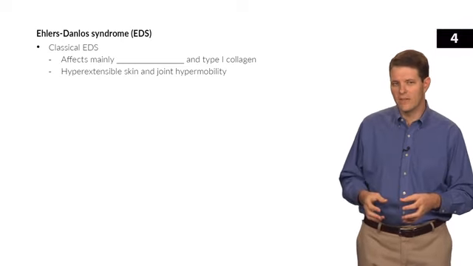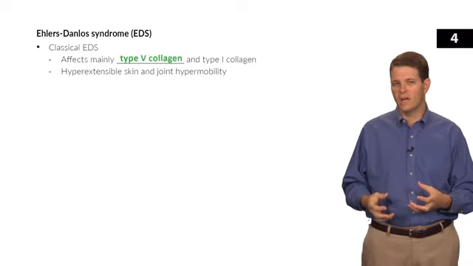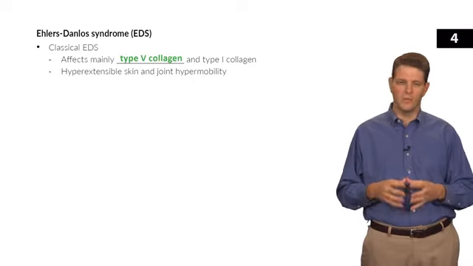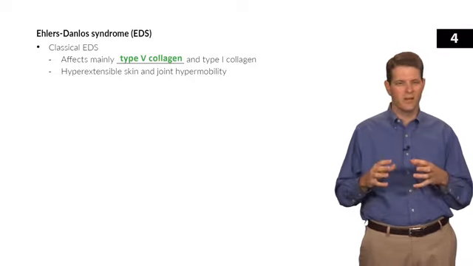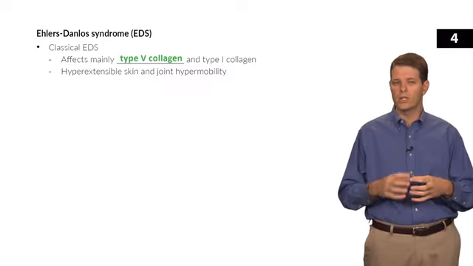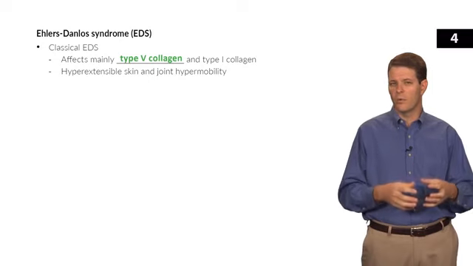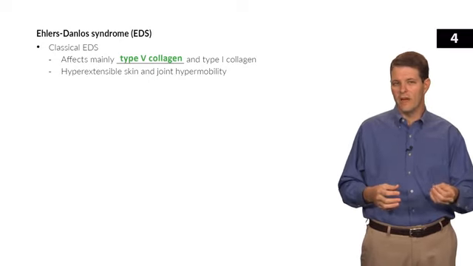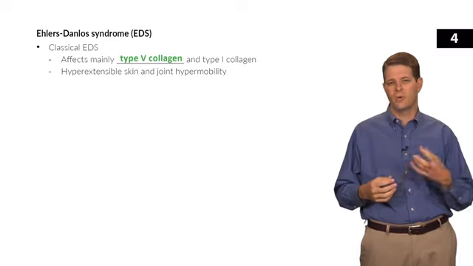Next, let's talk about Ehlers-Danlos syndrome, or EDS, which is another type of collagen defect. Again, there are a whole bunch of different subtypes of EDS, and review books have been getting this wrong for ages, so I want to break it down and try and get it straight. There's classical EDS, which affects mainly type 5 collagen and also type 1 collagen. Now, we didn't talk about type 5 collagen because it's not one you're likely to be tested on, but type 5 collagen interacts with type 1 collagen while the collagen fibrils are being formed. So a defect in type 5 collagen can look a lot like a defect in type 1 collagen.